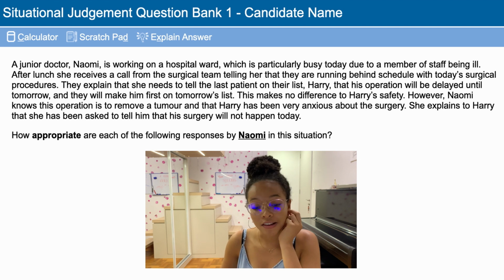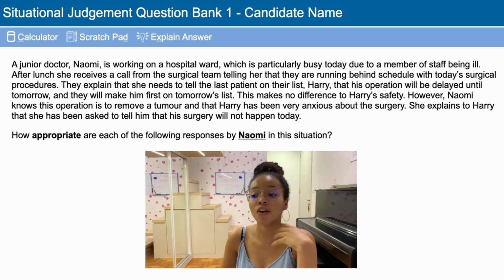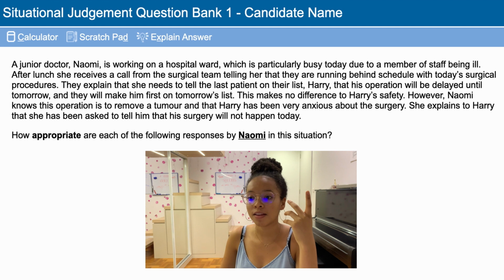This makes no difference to Harry's safety. However, Naomi knows this operation is to remove a tumor and that Harry has been very anxious about the surgery. She explains to Harry that she has been asked to tell him that his surgery will not happen today. So how appropriate are each of the following responses by Naomi in this situation?